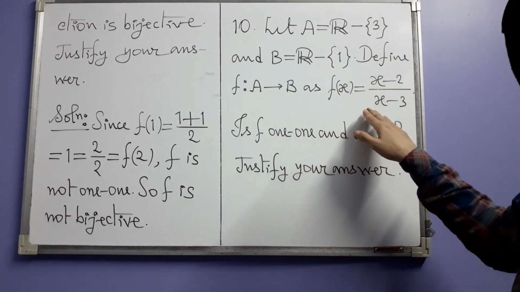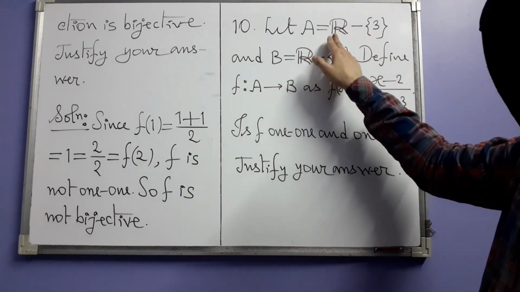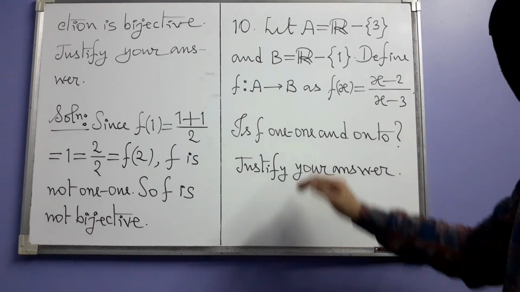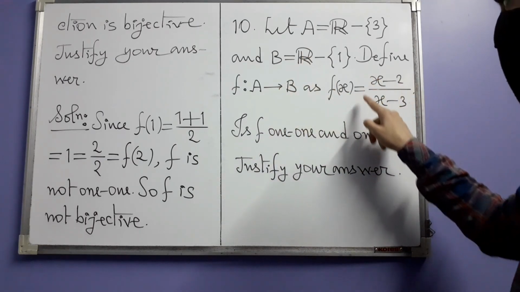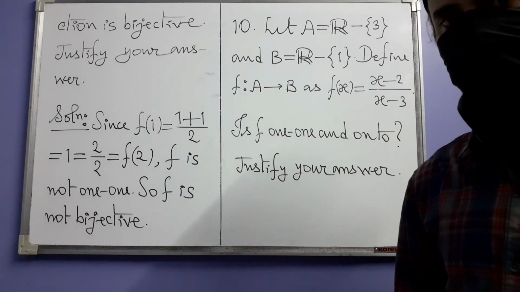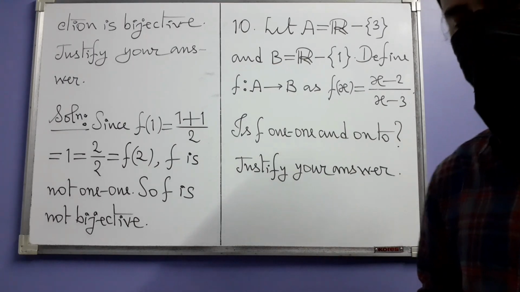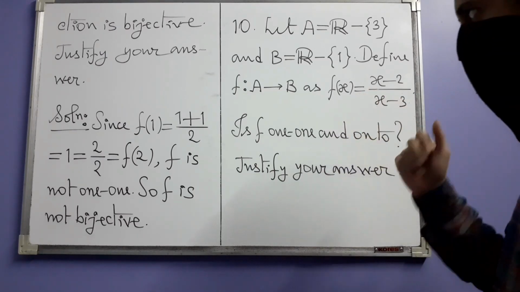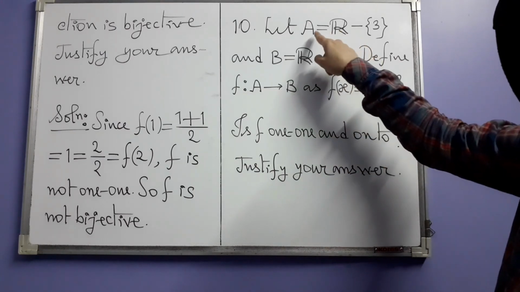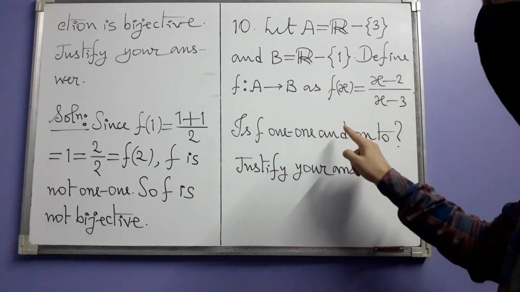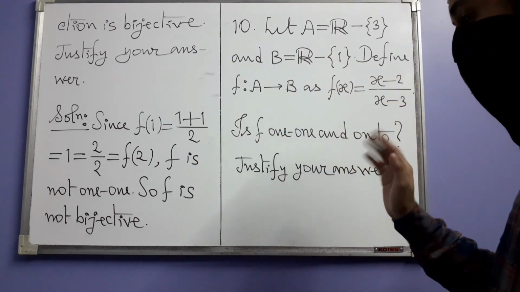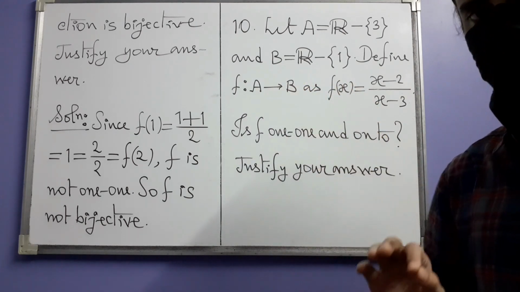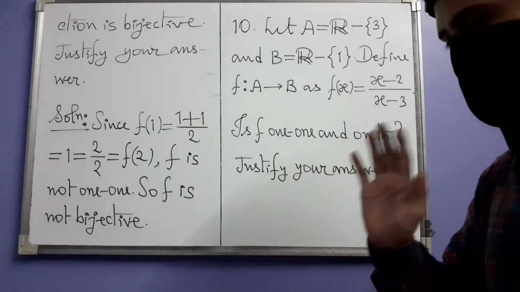You can see why we are removing 3 from R and why that is the domain of this function. Had 3 been present here, this would be meaningless when x is equal to 3, because then you are dividing by 0, which is not permitted. That is why 3 has been removed. So obviously there is nothing wrong with this function. For every x in A, this is a legitimate real number. It's a different matter whether that real number belongs to B or not. Okay, actually it belongs to B, but that's not what we have to check.